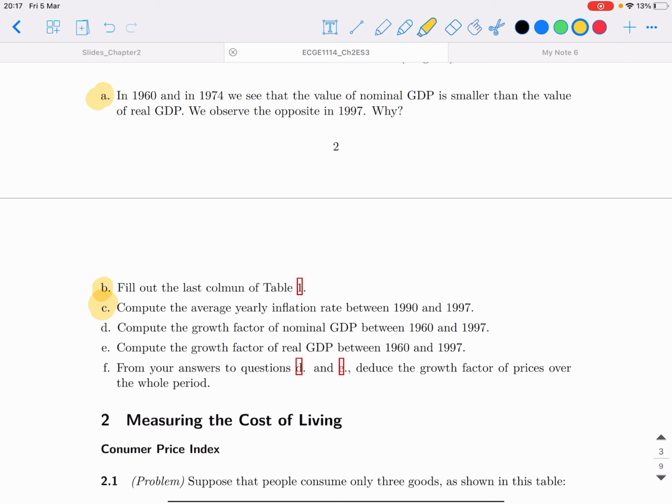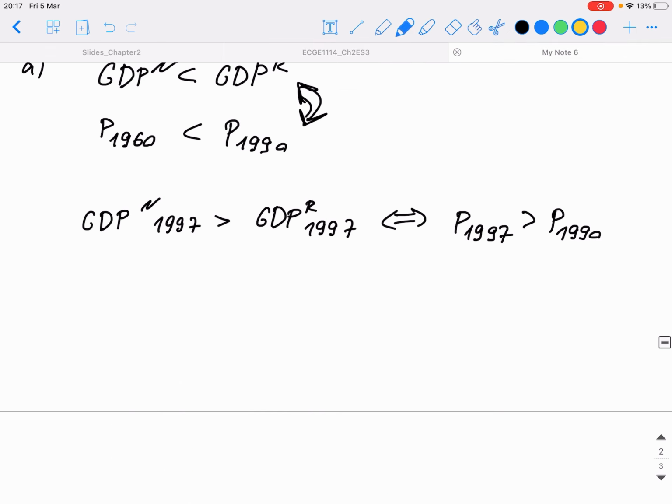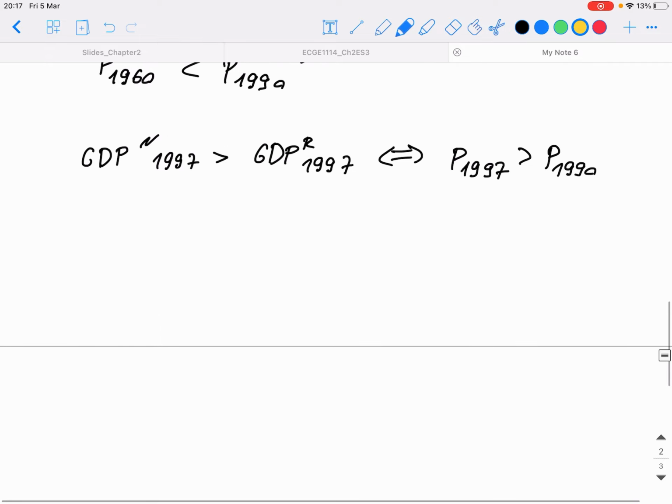Then we have point C. We have to compute the average yearly inflation rate between 1990 and 1997. So here I'm going to do it on a separate page. Basically, for this one we just have to know what the inflation rate is. We know that inflation rate is just represented by the deflator.